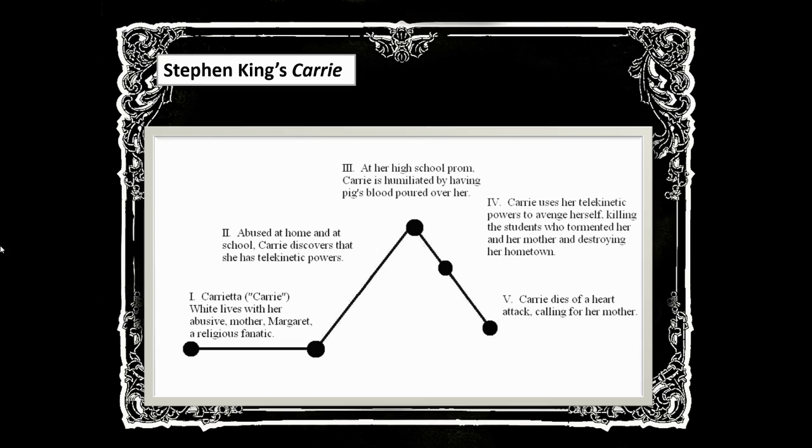So that's the climax. Now, the falling action, the aftermath of that, is that she uses her powers to kill everyone, basically. After she is humiliated with the pig's blood, the only possible solution is for her to go crazy. That makes sense with the story, right? Because the story has been building up to this moment. She kills the students who tormented her, she kills her mother, she destroys the town, and then at the end, Carrie dies of a heart attack calling for her mother.